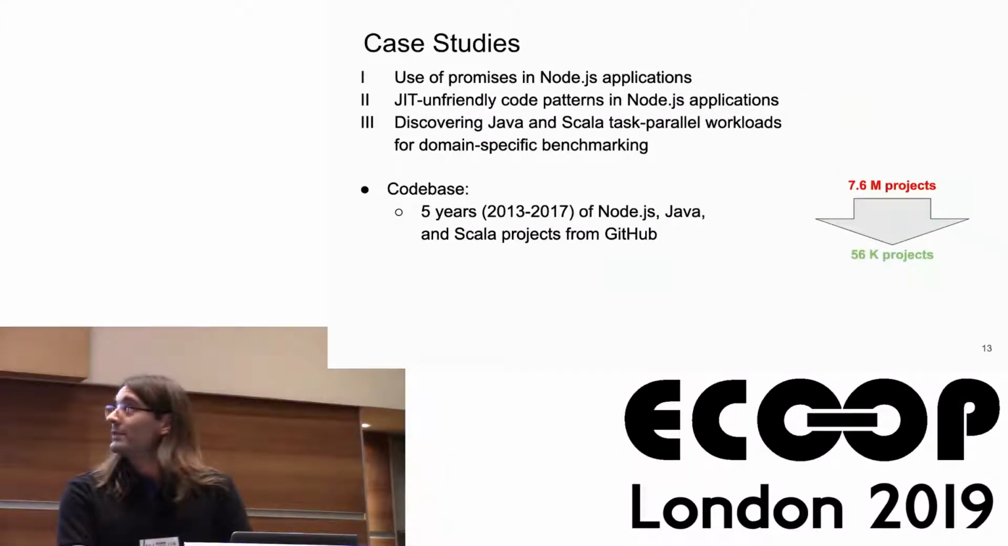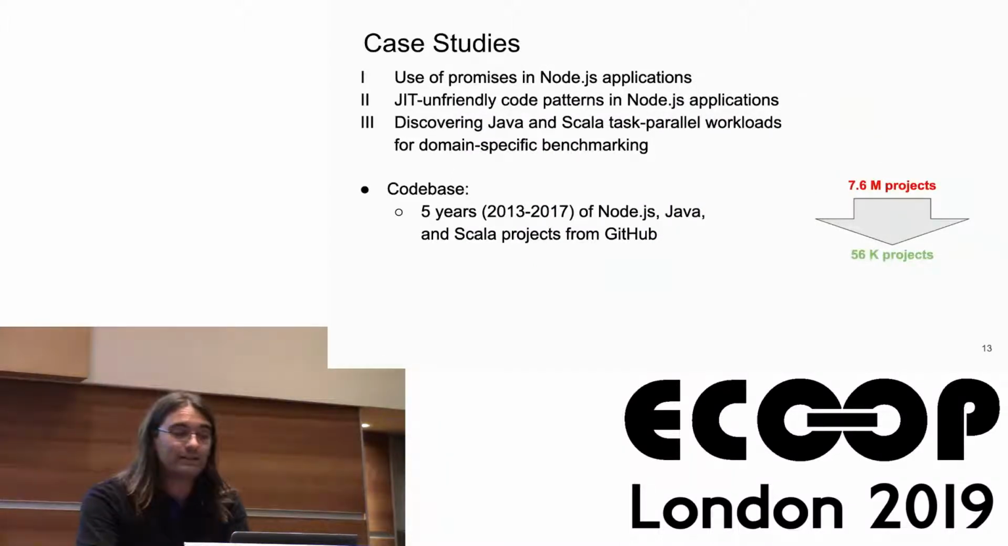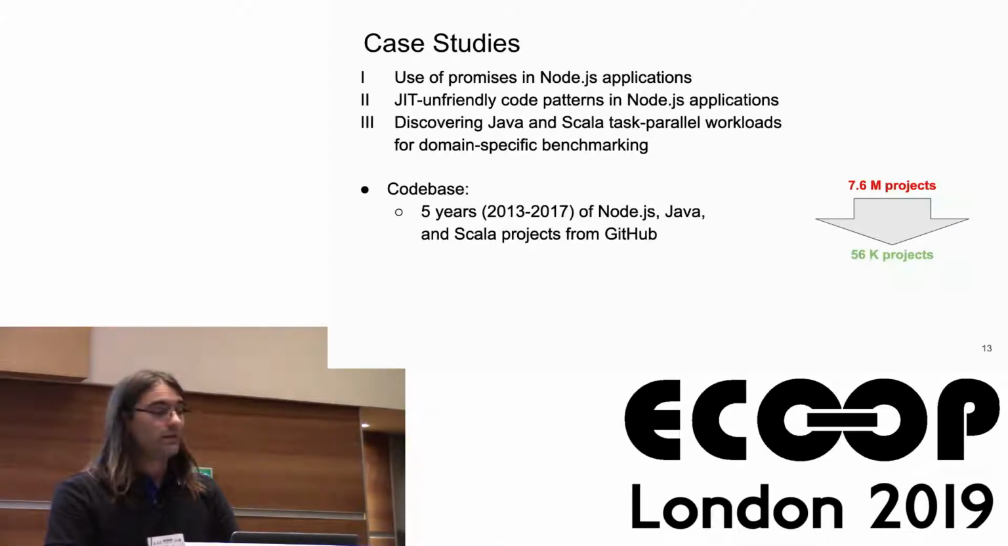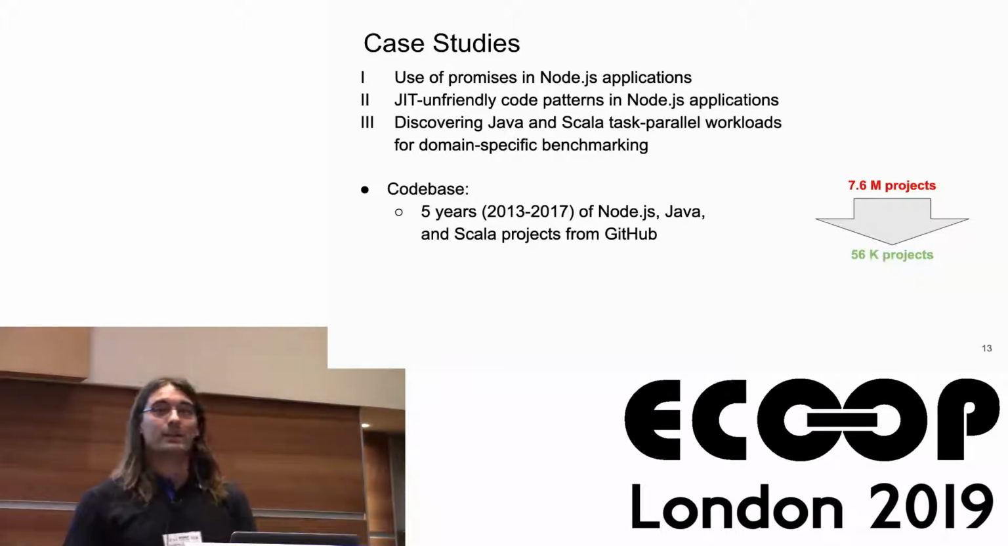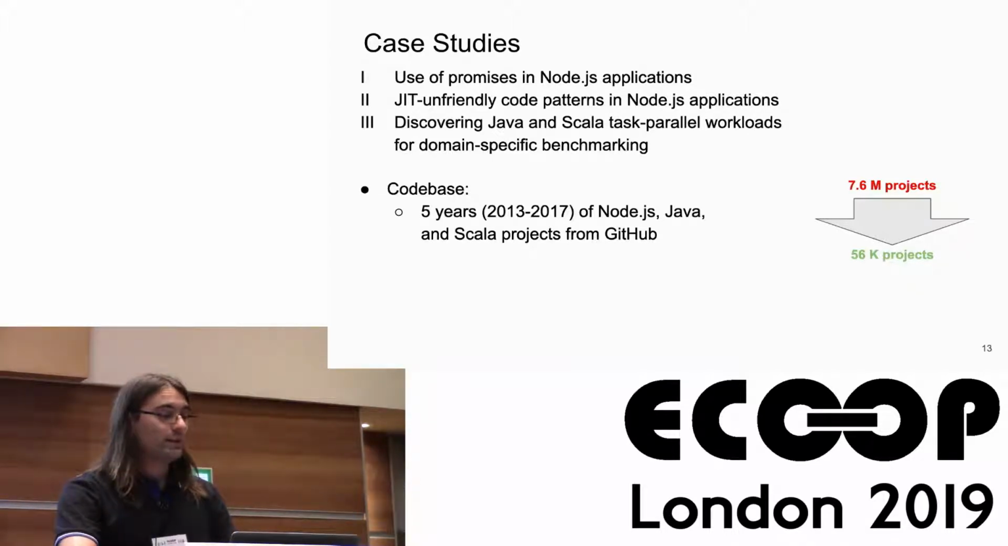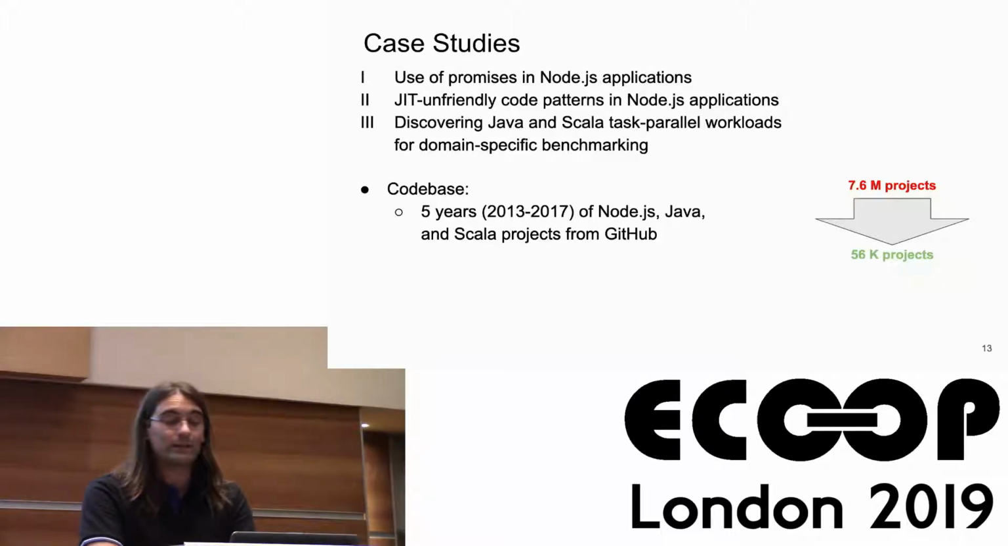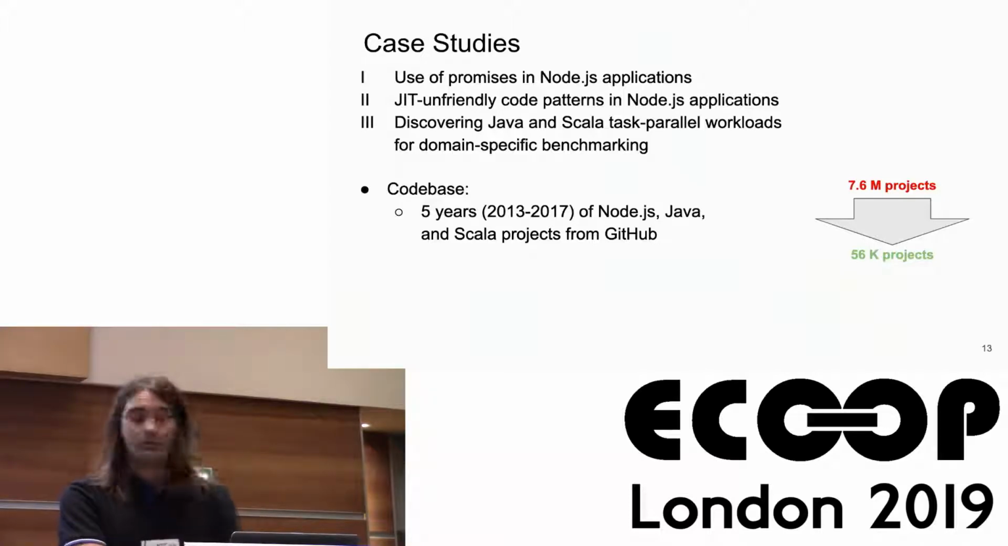With NAB, we conducted 3 large-scale case studies applying dynamic analysis on public code repositories. In the first use case, we analyzed the use of promises in Node.js applications. In the second use case, we explored the presence of so-called JIT-friendly code patterns that I will explain later, still in Node.js applications. And in the third one, we used NAB to discover Java or Scala task-parallel workloads that are suitable to be included in a domain-specific benchmark suite.